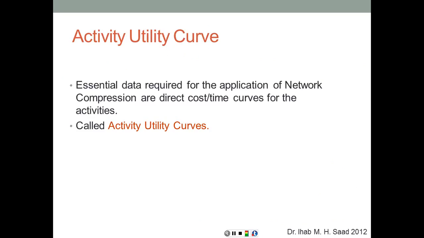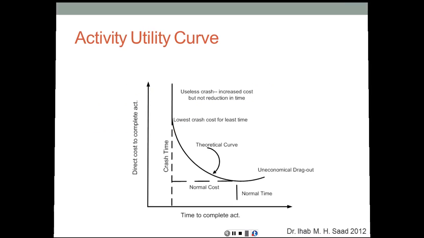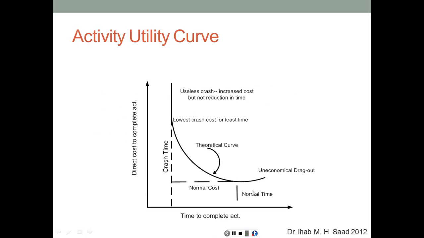So talking about the activity utility curve, its essential data required for the application of network compression are the direct cost and time curves for the activity, and that's called the activity utility curves. So basically here, what we said, normal time and normal cost are going to give us a point. Crash time and crash cost are going to give us another point. This is going to be the relationship between the two, but for simplicity we're going to assume that it is a straight line connecting these two dots, as we have seen on the previous slide.